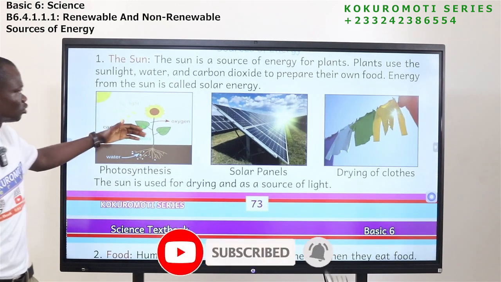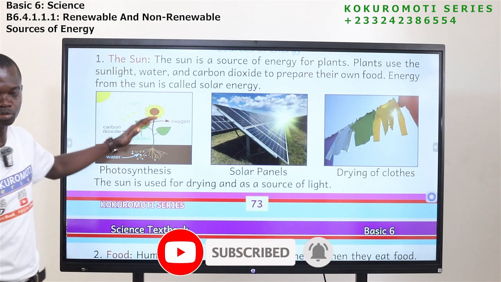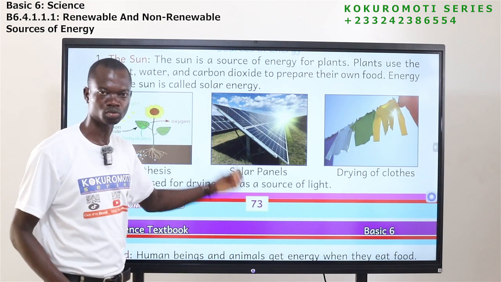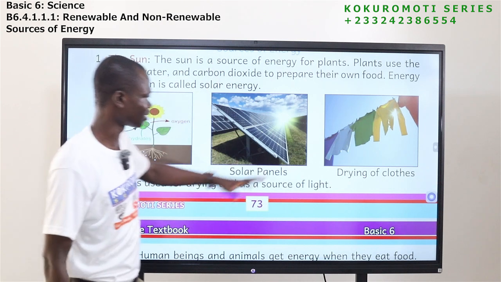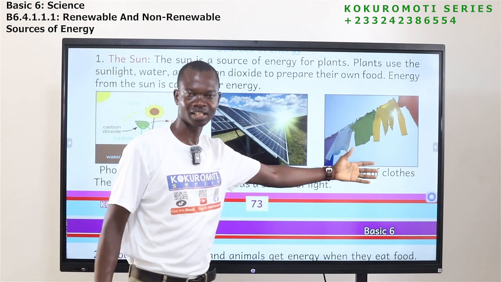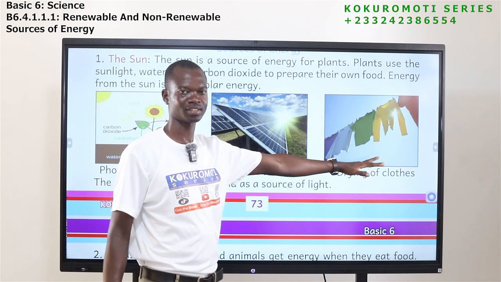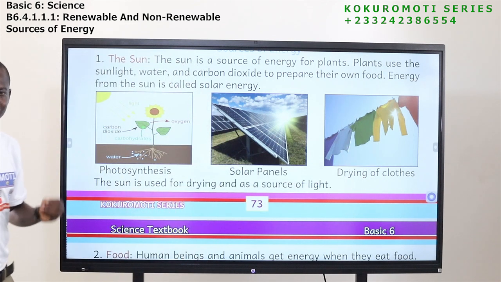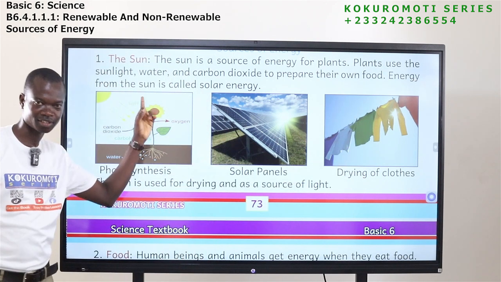So plants are able to make their own food because of the sun. Solar panels are able to get energy because of the sun. The energy from the sun is also used to dry our things. So one of the sources of energy is the sun.